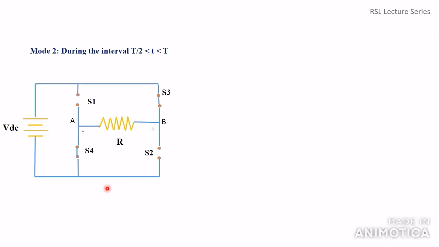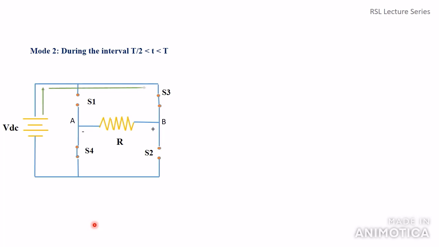Now we'll discuss mode 2 operation. Mode 2 operation takes place during the interval T by 2 to T. At the instant small t equal to capital T by 2, these two switches S1 and S2 are force commutated. They are turned off by an external commutating circuit, and at the same time S3 and S4 are turned on. Once S1 and S2 are turned off, no voltage will appear across the load, and once S3 and S4 are turned on, the current will start flowing through the circuit.